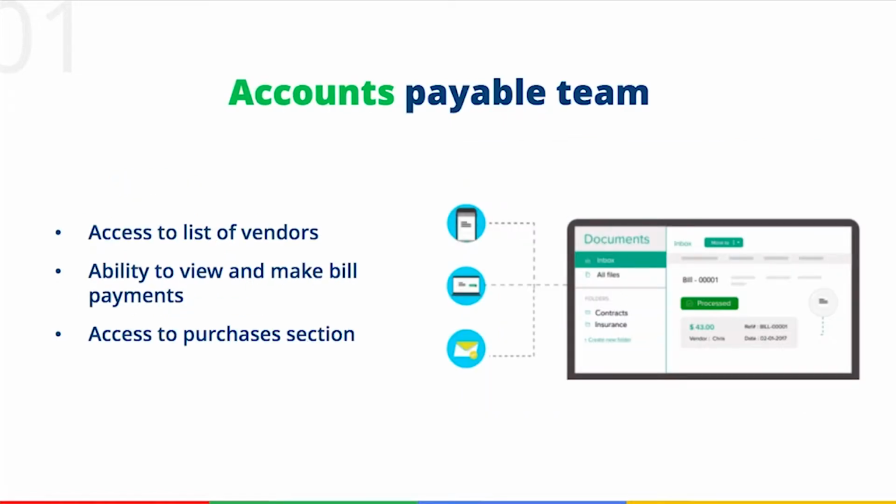And then you have your accounts payable team. Like I said earlier, they are in charge of making all the bill payments. They should have access to the list of vendors or suppliers that this business has. They should have the ability to view and make those particular bill payments. And obviously they should have access to the purchases section.